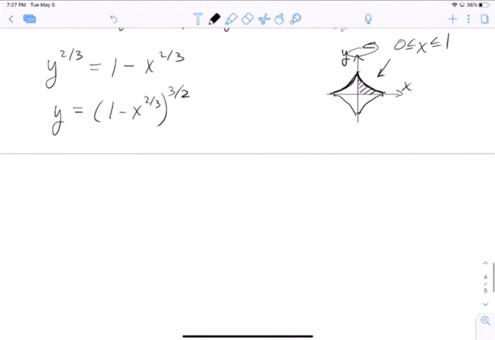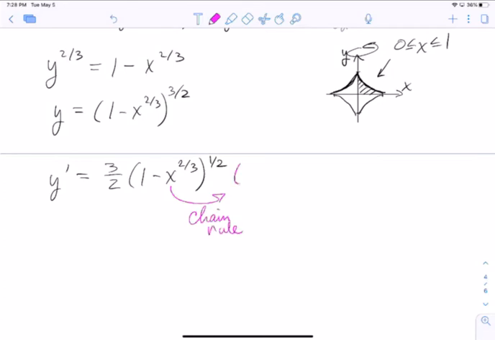We now need to take a derivative. So using the power rule, y prime is equal to 3/2 times the quantity of 1 minus x to the 2/3. Subtracting 1 from the exponent means that's going to be to the 1/2 power. And don't forget, we need to use the chain rule. The chain rule is going to give us a factor of negative 2/3 x to the negative 1/3. And we can see that the 3/2 and the 2/3 will offset each other.